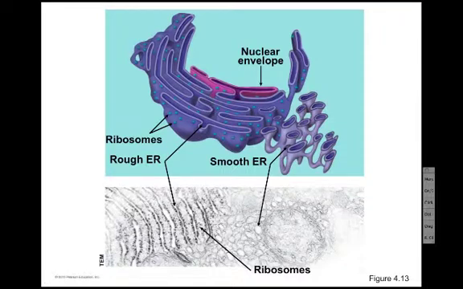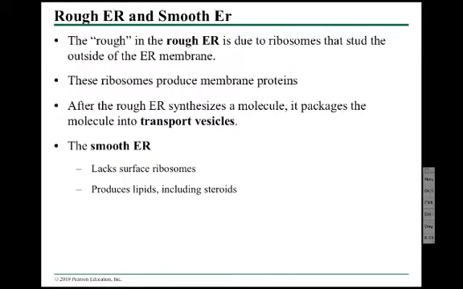And you can see that it's continuous with the nuclear envelope. So anything exiting from the nuclear envelope may go right into the endoplasmic reticulum. So the rough is due to the ribosomes, and they're what make protein.